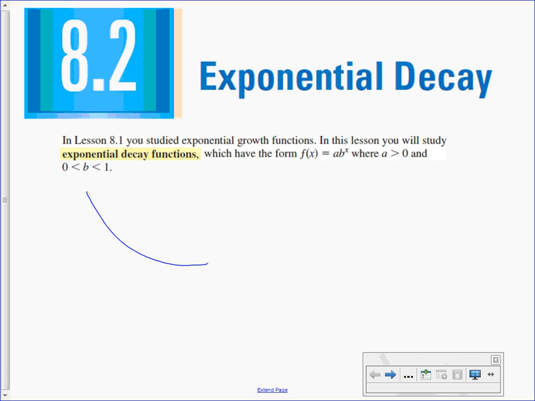So, here's what happens when you have exponential decay. You still have the same function, f of x is a times b to the x, but here's the difference. A is greater than 0, and b is larger than 0, but smaller than 1. That's the only difference between telling whether it's a growth or a decay problem. The b values become a fraction. That's it. The a value is still positive.